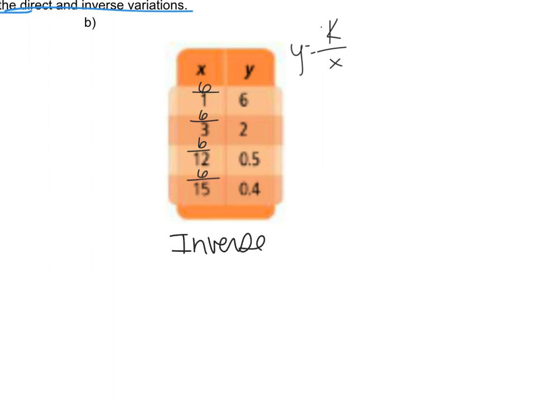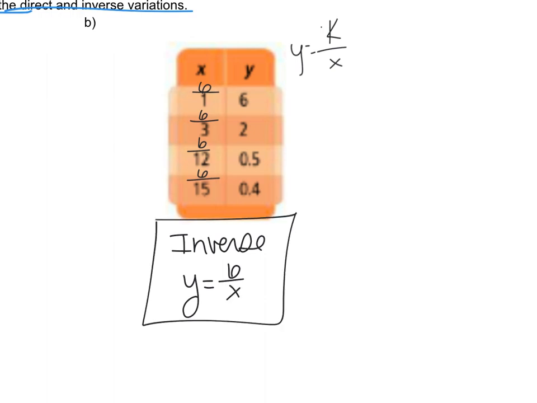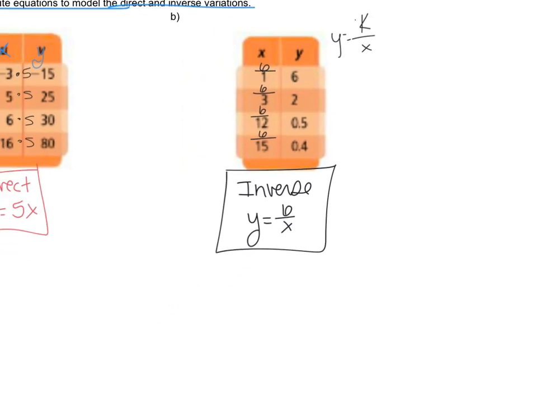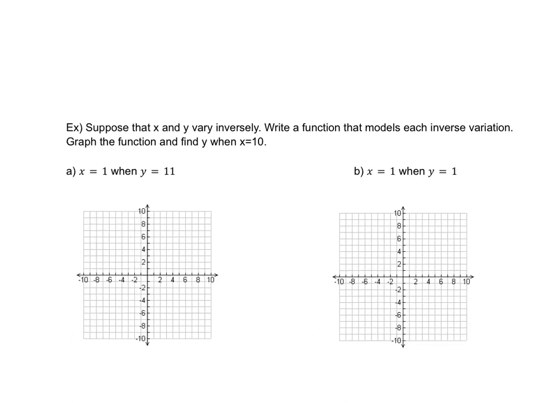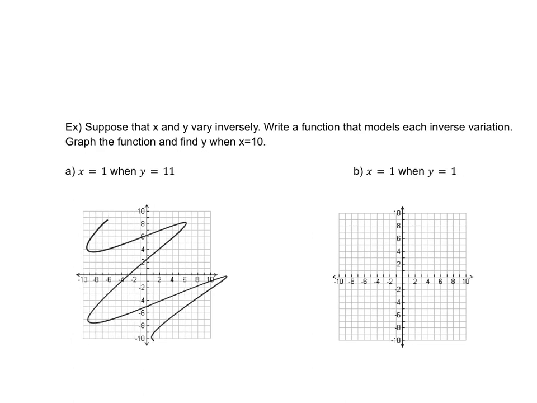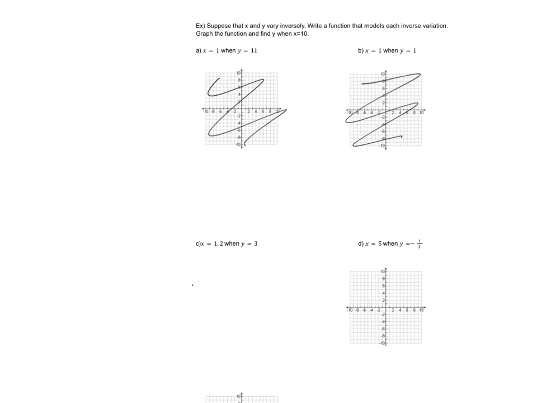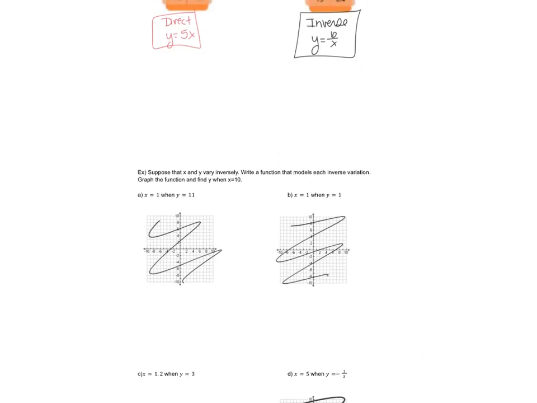And then they also want us to write the function rule. So that would be y equals, what is our k? In this instance, it is 6 over x. Okay, so we're getting close to being done. So I'm going to change these directions a little bit. Don't worry, I changed my mind. We're not graphing because you're not doing those on your quiz or your test.